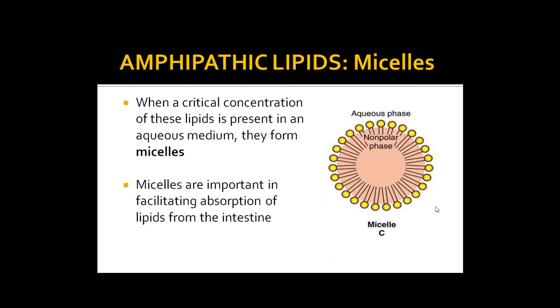Amphipathic lipids also form micelles. When do they form? When a critical concentration of these lipids is present in an aqueous medium, they form micelles. Micelles are important in facilitating absorption of lipids from the intestine. As you can see in the figure, in the micelles, the lipid molecules arrange in a way that the polar part is towards the aqueous phase and the non-polar part is towards the oil phase.